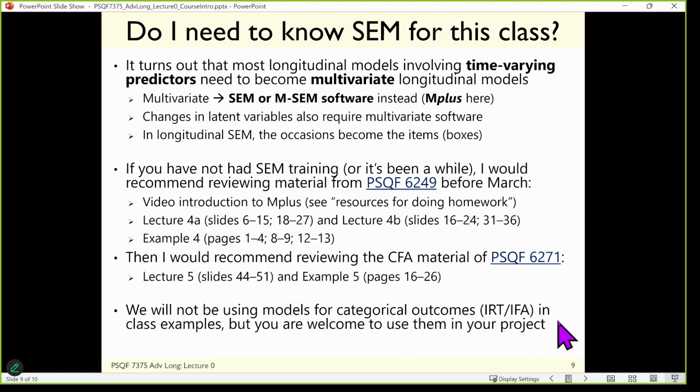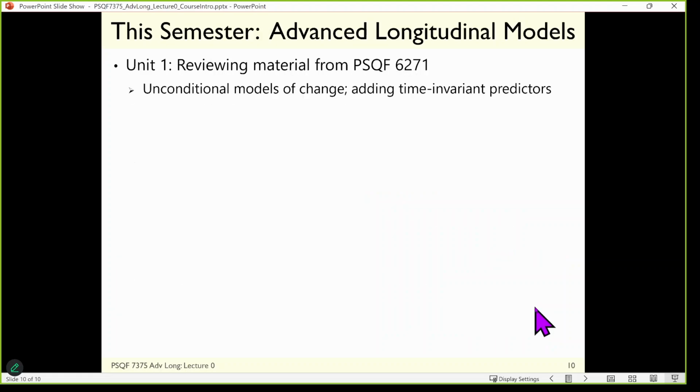One caveat, though, in the SEM class, I spend a whole month on models for categorical item responses. We're not doing that in this class. If you understand those models and you want to use them in your project, go right ahead, though. I can certainly help with that. It's just there's an extra level of complexity that we're just not going to have time to go through.